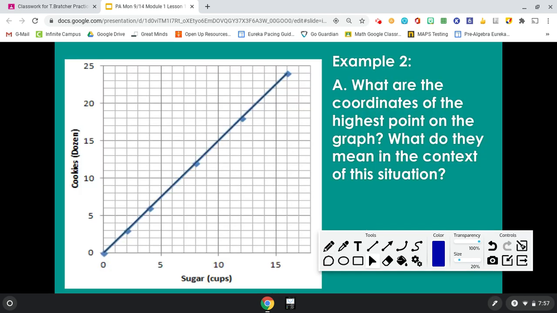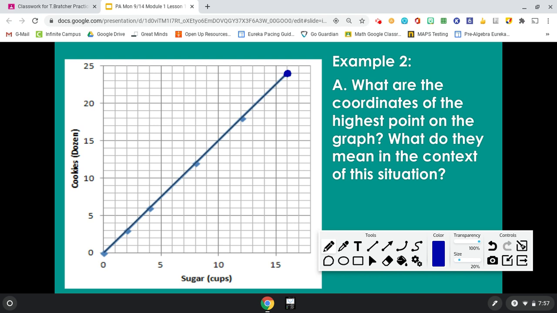So the next example, it says, what are the coordinates of the highest point on the graph? What do they mean in the context of this situation? So for this one, it's asking us what this one is right here. And so we have to understand how to read it. So much like our other one, it's still dealing with cookies by the dozen, but this time instead of flour, it has sugar, like cups of sugar.